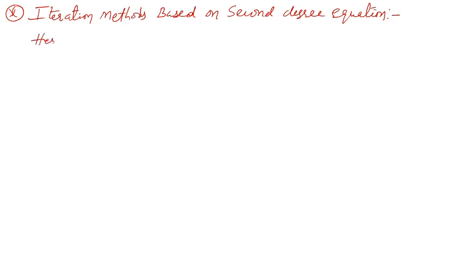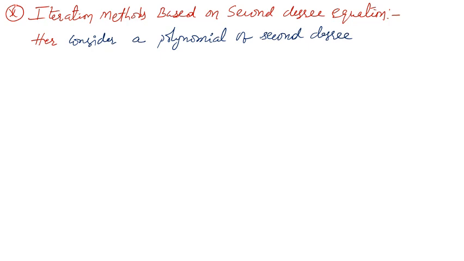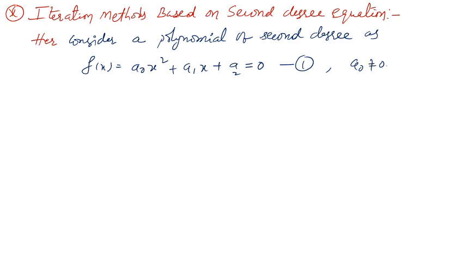Here, consider a polynomial of second degree as f of x equal to a naught x square plus a1 x plus a2 equals 0. Take this as equation 1, where a naught must be not equal to 0 to maintain the second degree.